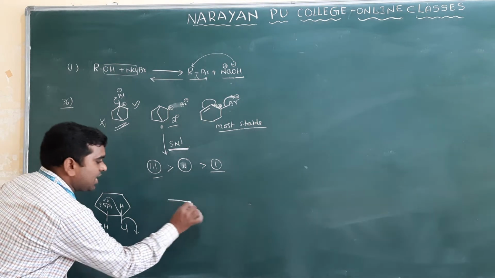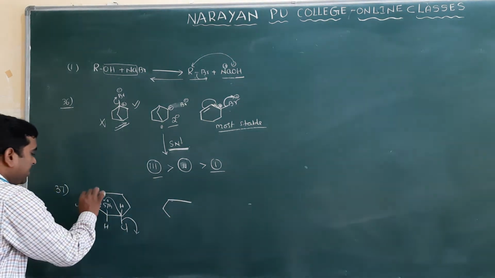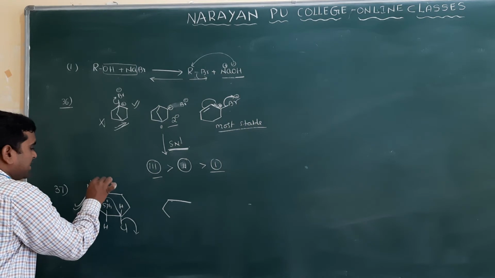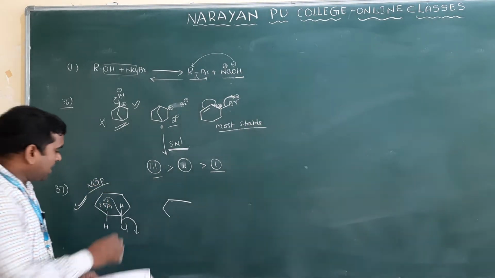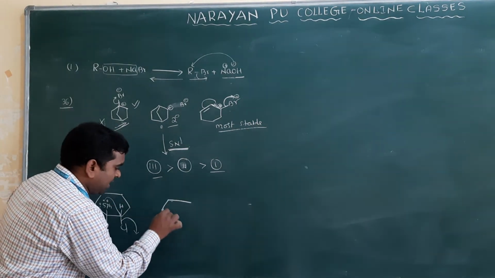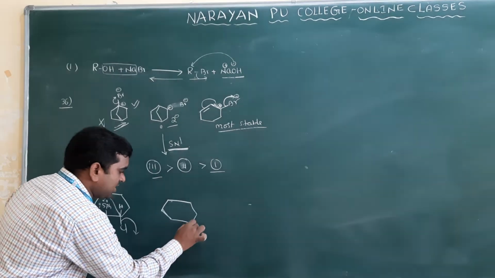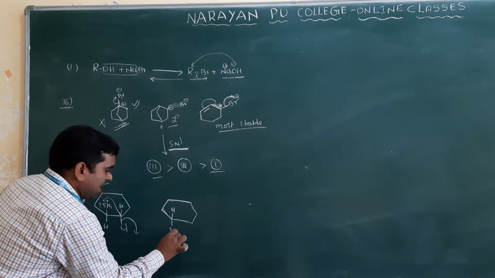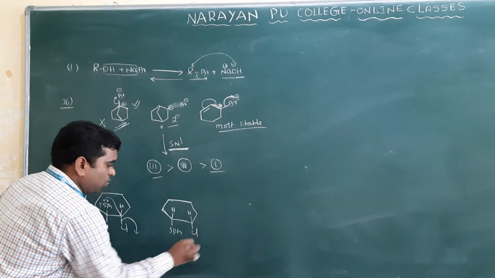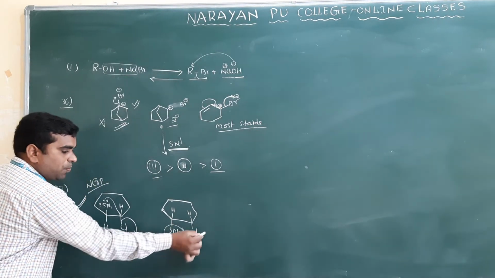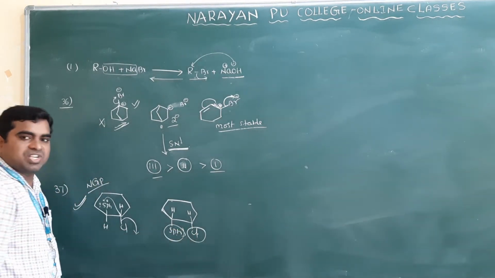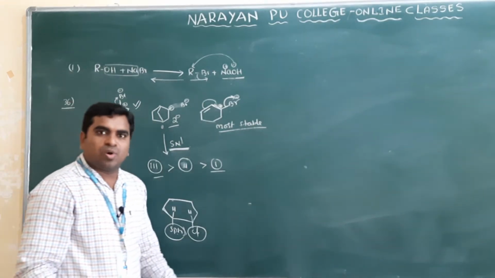And second one, you see option 2. Did it participate in the neighboring group participation or not? Yes, NGP. Clear? So this compound involves the NGP. Second one, you see the same compound with H, SPH and H and chlorine. You see this is the neighboring group and leaving group. Both are in which position? Same position. So there is no NGP.